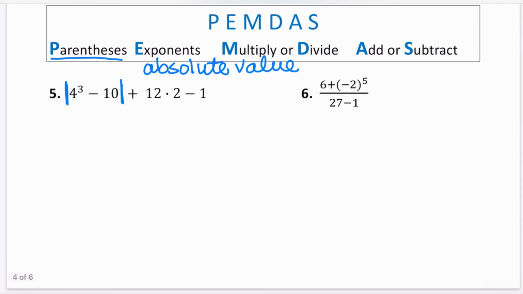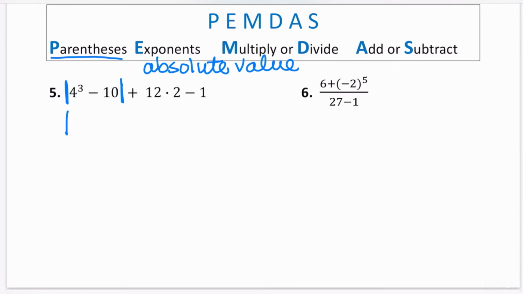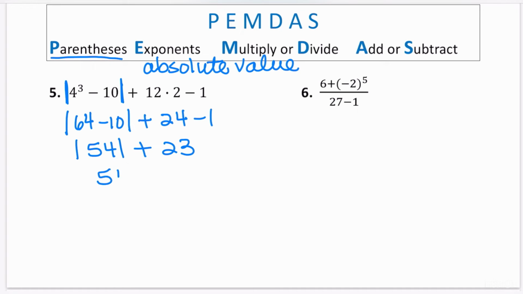So inside I have 4 to the third power, which is 64. So I have the absolute value of 64 minus 10. And again, those absolute values right now are acting like parentheses. Plus, and because we're practicing this and getting a little bit better, we can go ahead and multiply 12 times 2, and that's going to give me 24 minus 1. Inside the absolute value, 64 minus 10 is the absolute value of 54, plus this is just going to give me 23. The absolute value of 54 is still positive 54, and 54 plus 23 is 77.